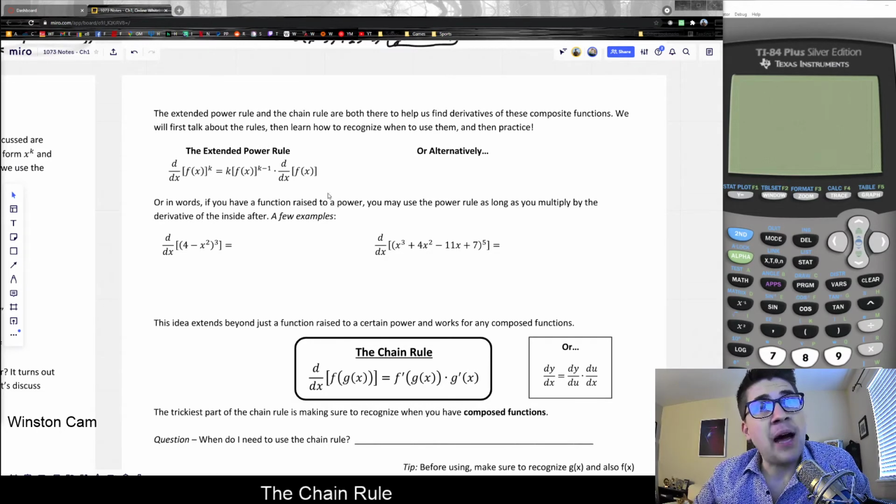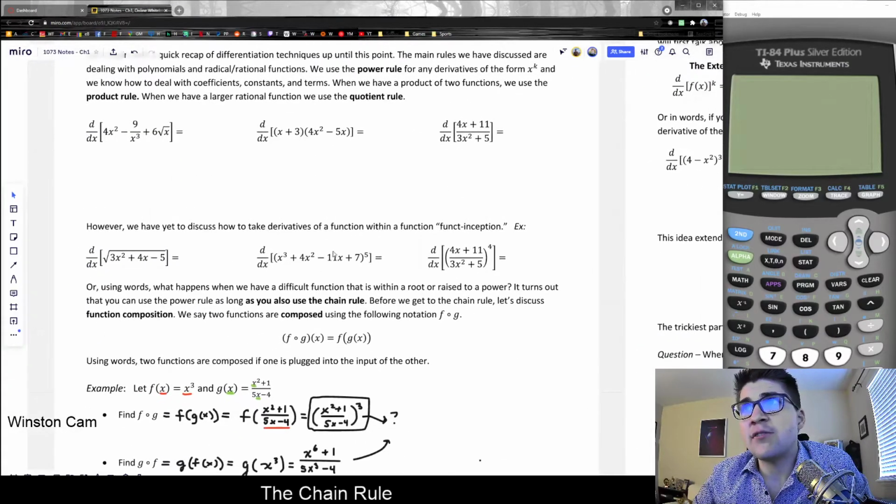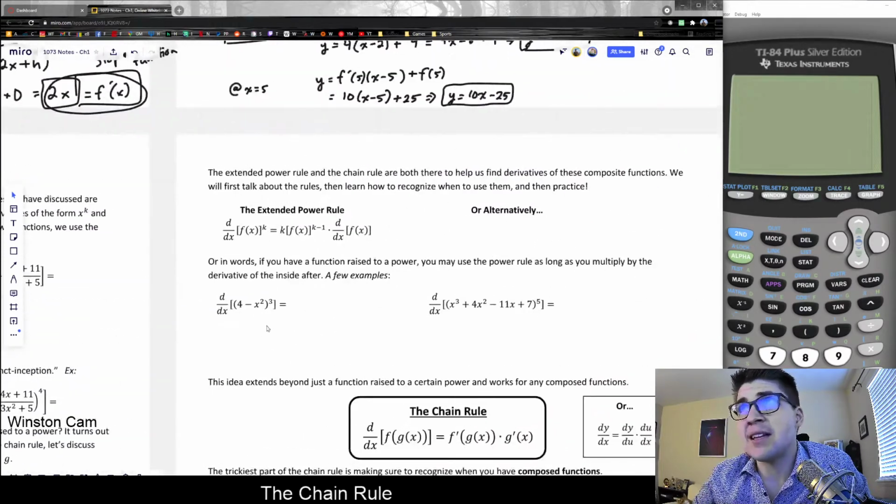But the extended power rule is really nice to know because it gets at a lot of these questions like, what if I have a power of another function? How do I deal with it? So it extends the rule. Instead of the power rule just working for x to the k, what if I have f of x to the k? And that's exactly what it says here.